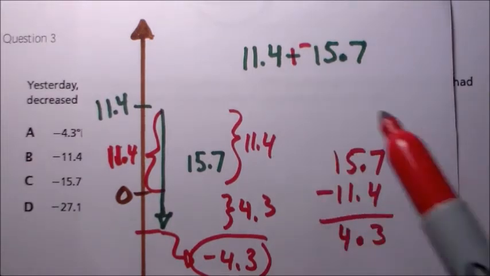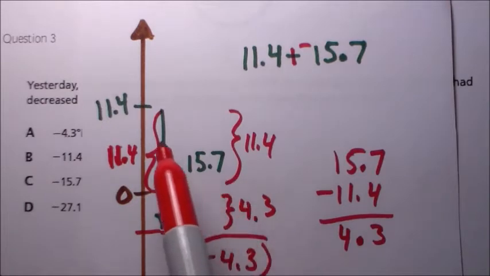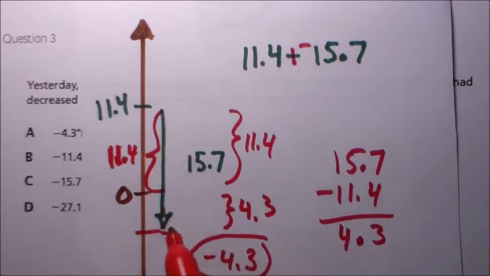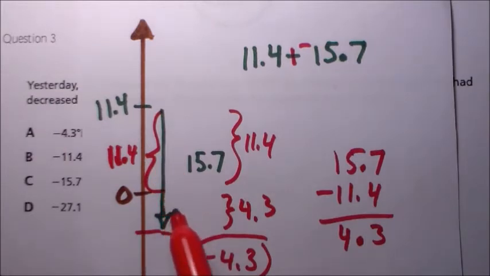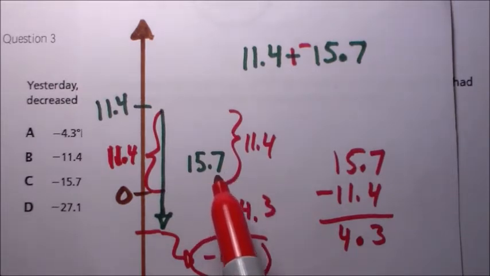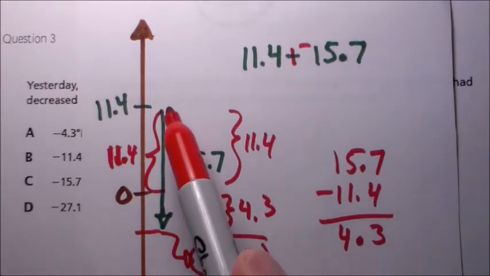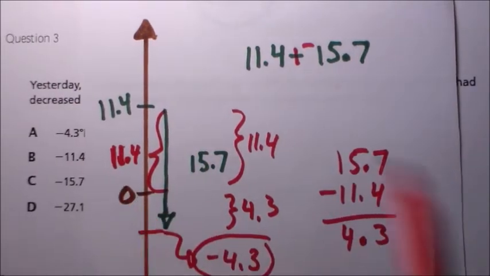But here, I just draw it out on a number line so you can be clear as to what you're doing. You have 11.4, you'll lose 15.7. You know your answer is going to be negative because 15.7 is more than 11.4. And how much negative you are going to go is how much you have left of 15.7 after you get back to 0 by subtracting 11.4. So your answer is going to be negative 4.3.